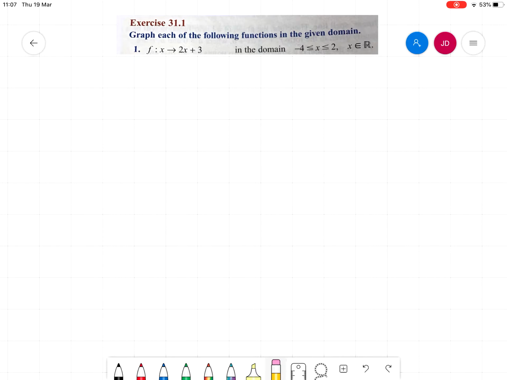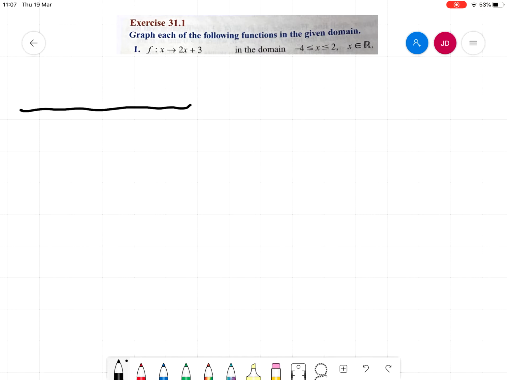Today we're going to learn how to graph a linear function, which is a straight line. We're given a function here, f of x is 2x plus 3, and we're told to graph it in the domain of minus 4 is less than or equal to x, which is less than or equal to 2. Now, how we go about doing this is simple.